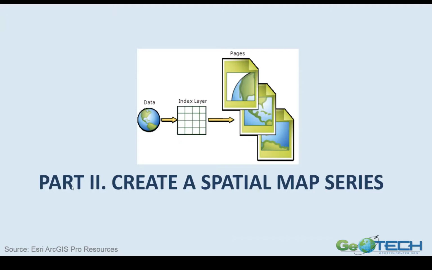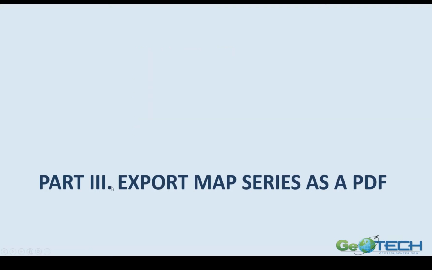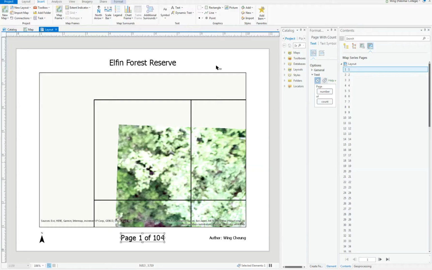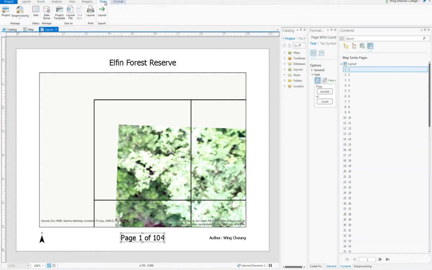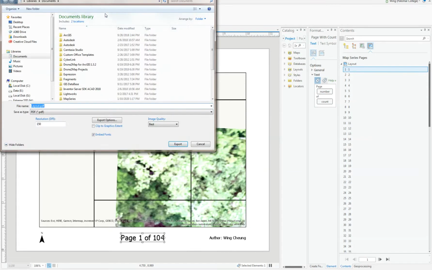Now that we have finished part 2 of the demonstration video, which is creating the map series, we can move on to part 3, which is exporting all those map pages that we just made as part of the map series as a PDF file. So back in ArcGIS Pro, click on the Share tab and go to Layout.